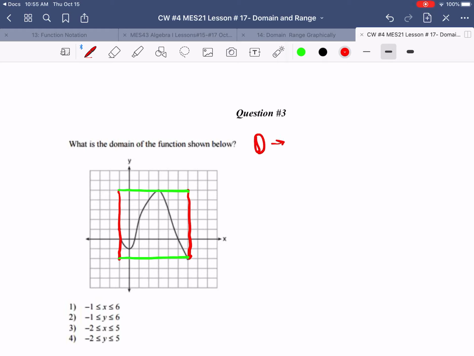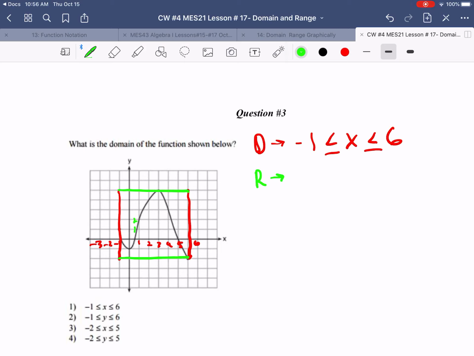So domain is the x values, right? So let's see, 1, 2, 3, 4, 5, 6, -1, -2, -3. So it looks like the domain of this function, right? It goes, x is between -1 and +6. So that's how I write it, and I just put my symbols in after. So the domain is -1 and 6. So x is between -1 and 6. So that's my domain, and since we're using the rectangle method, we could find the range as well.